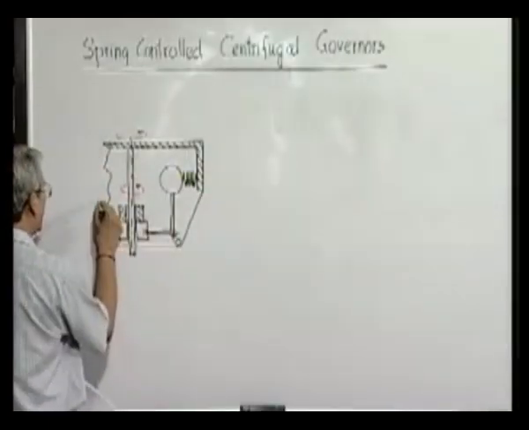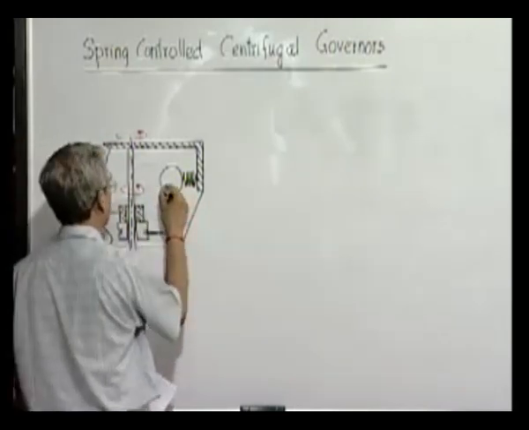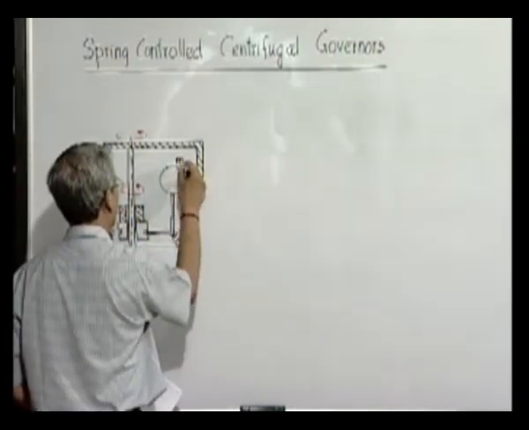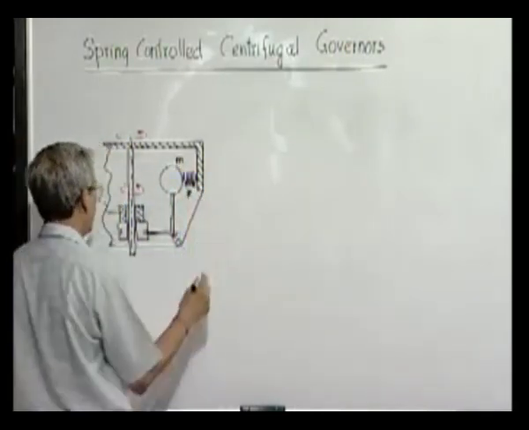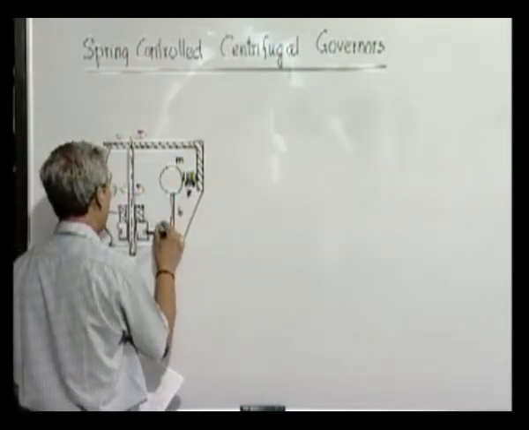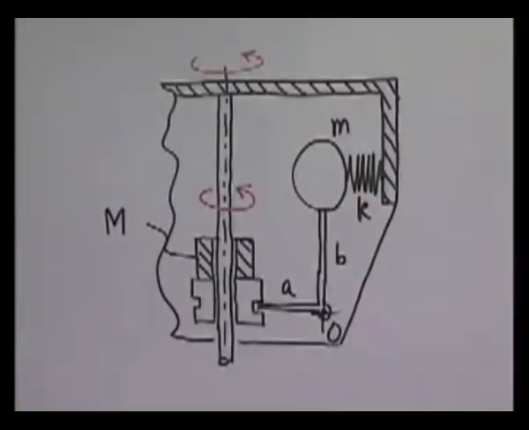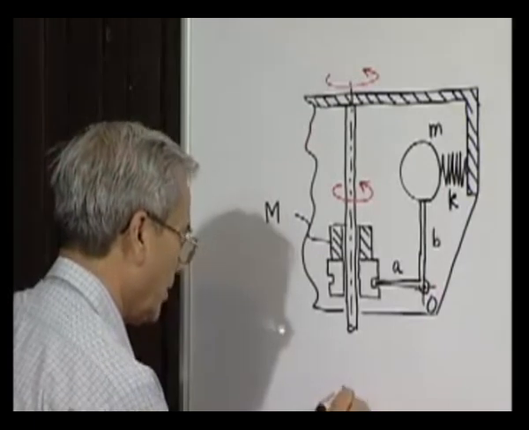Of course, there is also some mass m, and this is mass m. This is the spring of stiffness k. The length of this arm is b, length of this arm is a. And this type of governor is called Hartung governor.